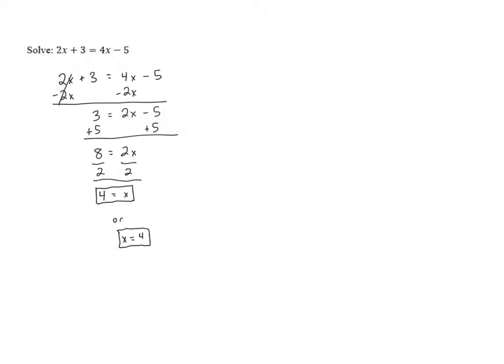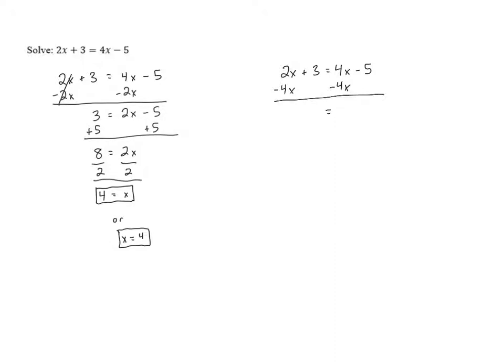Now I do want to show one other way that we could have solved this problem. 2x plus 3 equals 4x minus 5. The way we did it the first time was we got rid of the 2x by subtracting 2x on both sides. But we could also instead choose to get rid of the 4x on the right by subtracting 4x from both sides. Let's do that and see what we end up with.